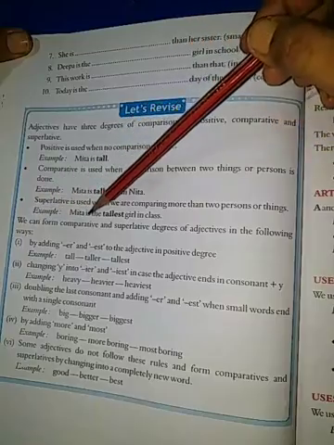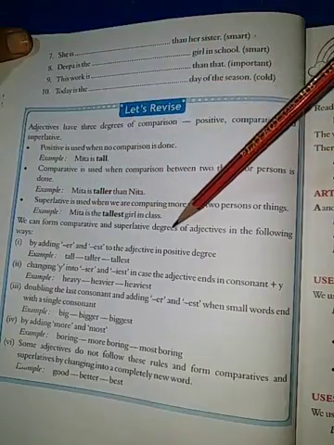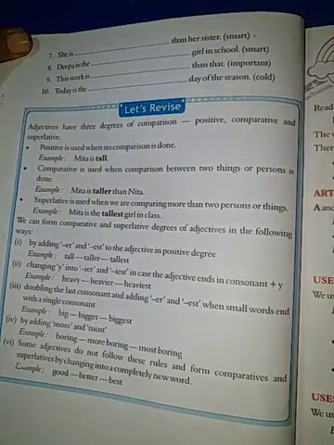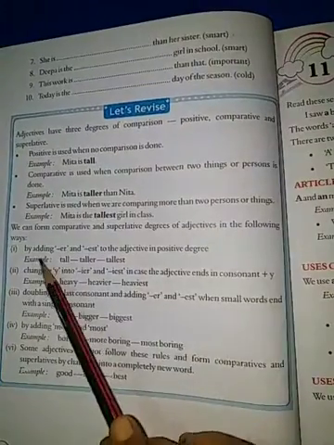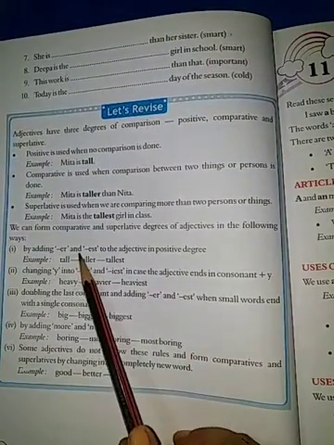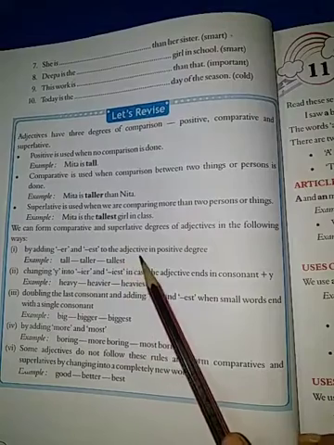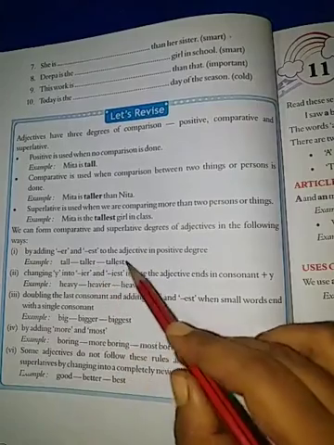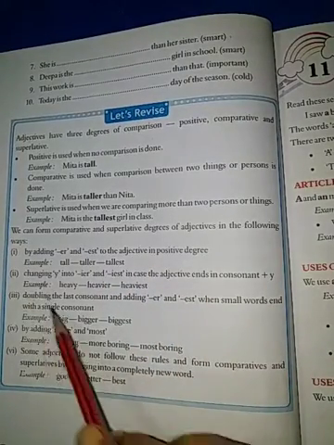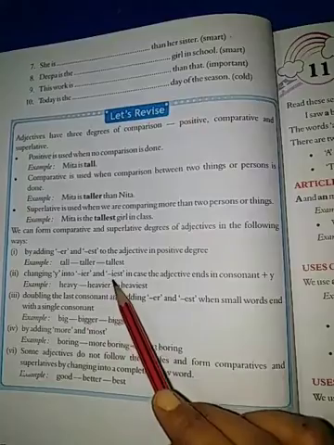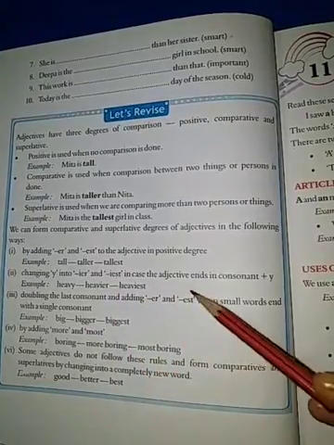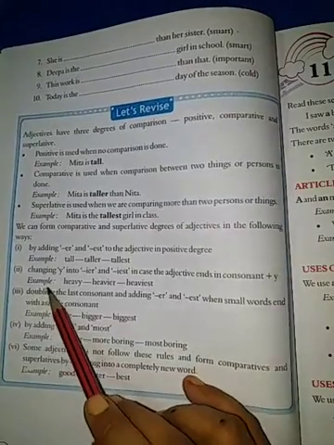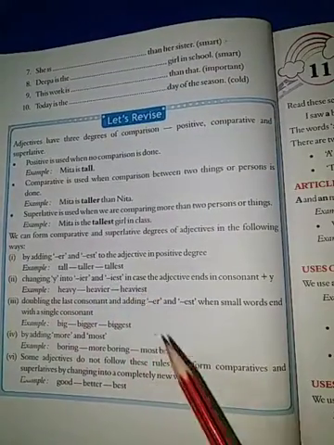We can form comparative and superlative degrees of adjectives in the following ways. First is by adding er and est to the adjective in positive degree. Example: tall, taller, tallest. Second, changing y into ier and iest in case the adjective ends in a consonant plus y. Here the example is heavy, heavier, heaviest.